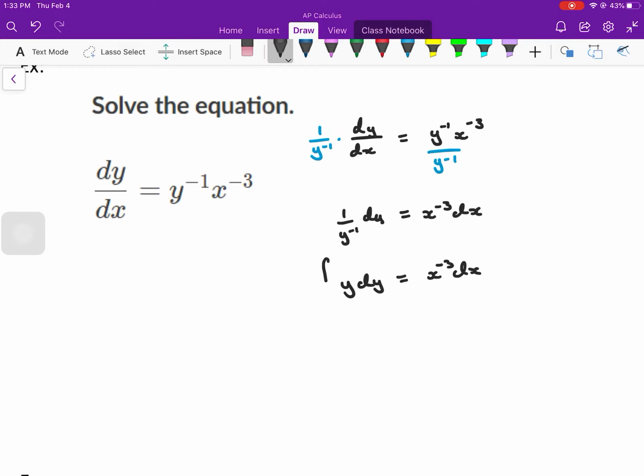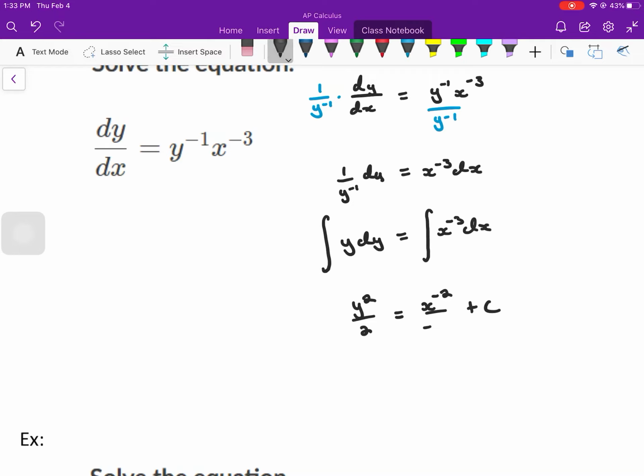And let's go ahead and integrate now. If I can draw these. So the antiderivative of y is going to become y squared over 2 equals, and then we'll have x to the negative 2 over negative 2 plus c.